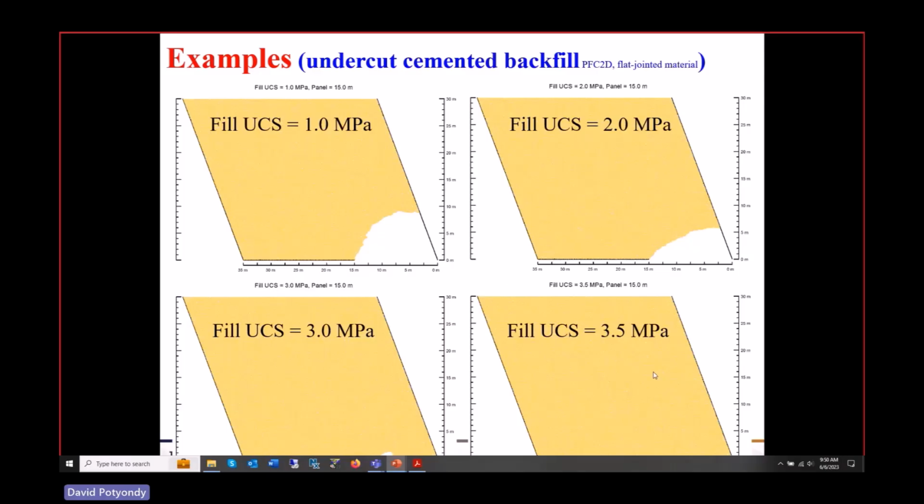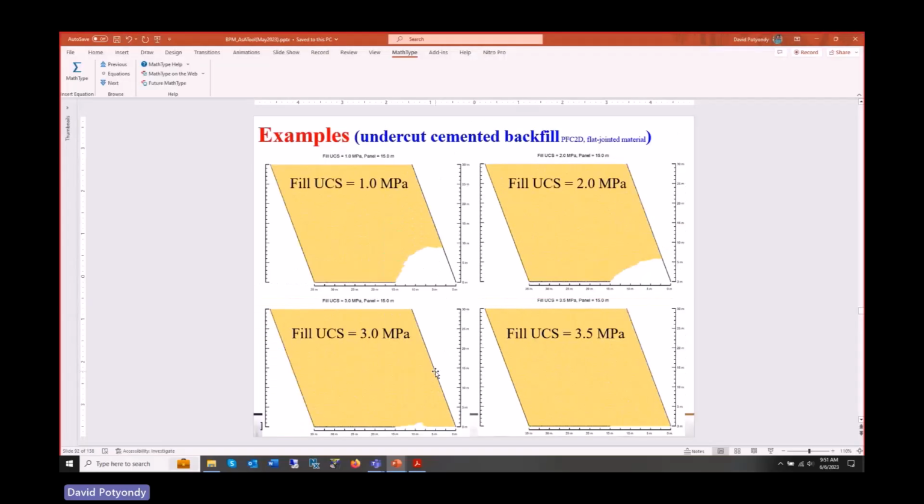This is an example of work that was done with PFC 2D to measure backfill. So this is a big, huge stope. You can see this is 35 meters across and probably 100 meters high. This material is mined out, and then they put in cemented backfill, and then it becomes hard and solid, and then they come back later and they start to mine underneath it. And here they're making an undercut. All of these undercuts are 15 meters. And you can see that as you increase the UCS of the backfill, you get less and less breakage. Eventually, if you make it strong enough, it doesn't break at all.